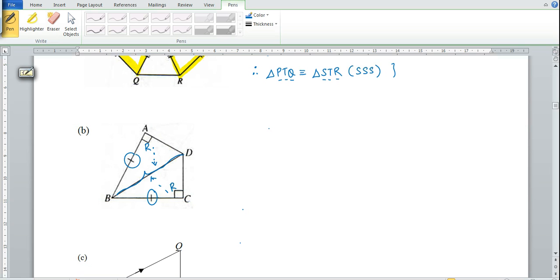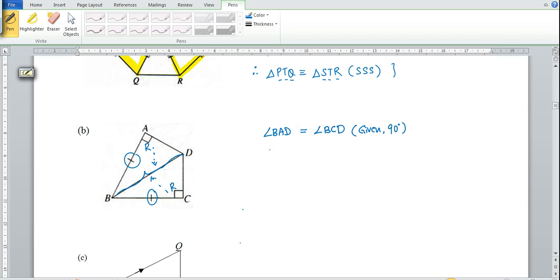So firstly, I have angle BAD, which is the right angle, is the same as angle BCD. So as I'm writing, I have to match the vertices as well. And this is given to be 90 degrees from the question, which is actually my R. The next thing is my H.